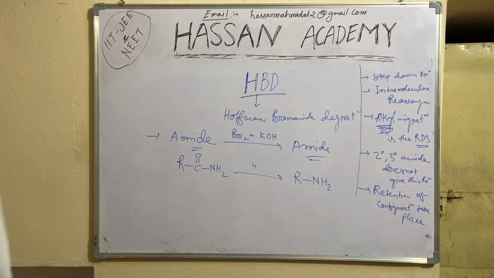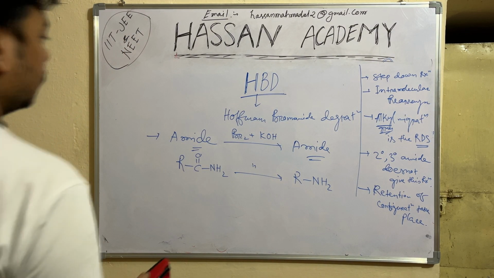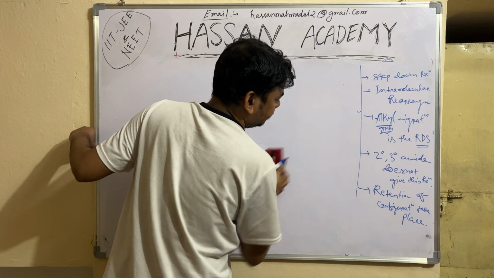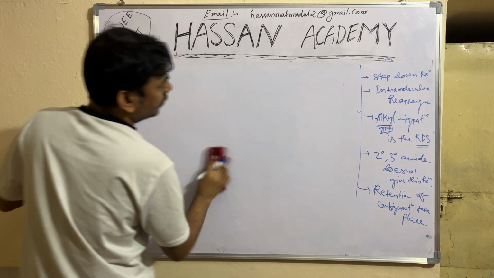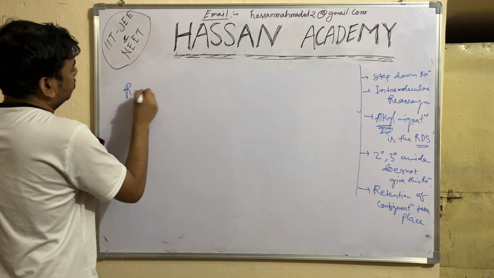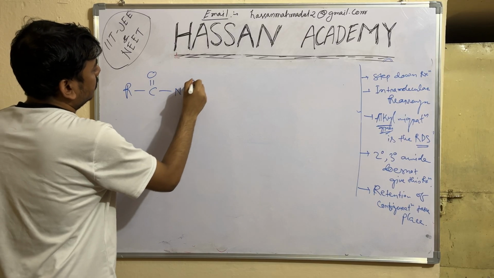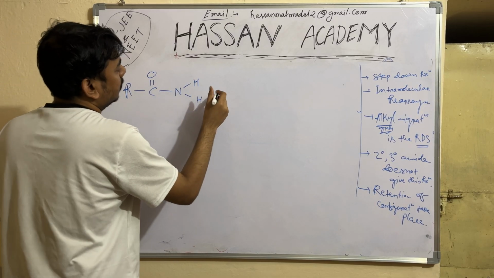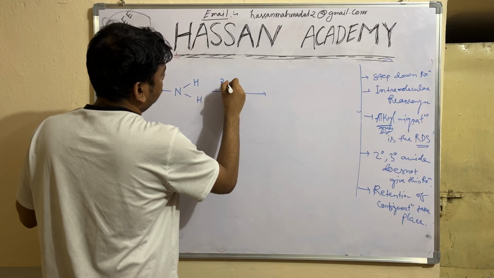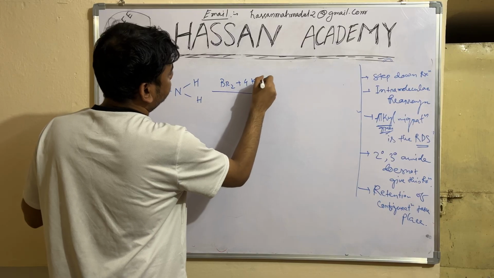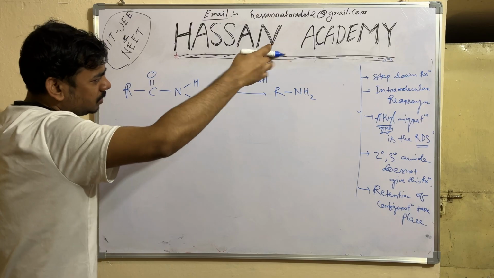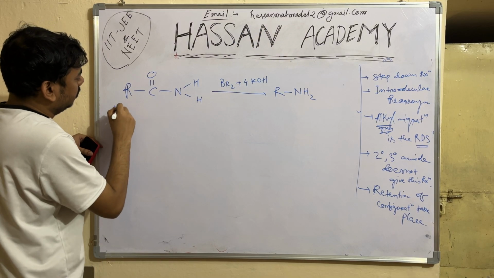You take the screenshot, then I will go for the mechanism. Okay, let's start the mechanism. Now I grab this one. First of all, let's take this one, RCONH2, and Br2 plus 4 KOH, gives RNH2, CO2, K2CO3. All these byproducts I am not going to write.